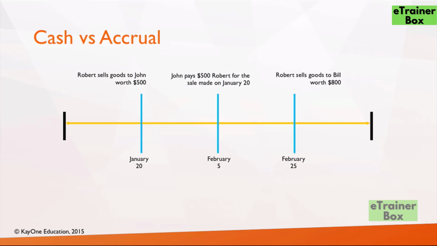And on Feb 25th, let's assume that Robert sells goods worth $800 to Bill. Under the cash basis of accounting, the sales for January is the cash actually received in January, which is $0. The sales accounted for February is the cash actually received in February, which is $500 for the sale made in January. Please note that here the transaction on Feb 25th, which is goods worth $800 sold to Bill, is not yet received and therefore not yet accounted as sale under the cash basis for the month of February.